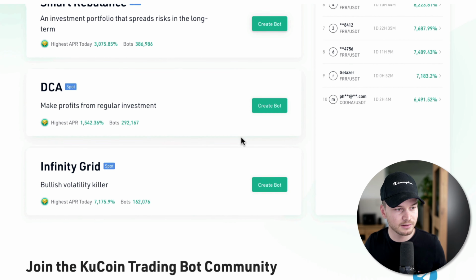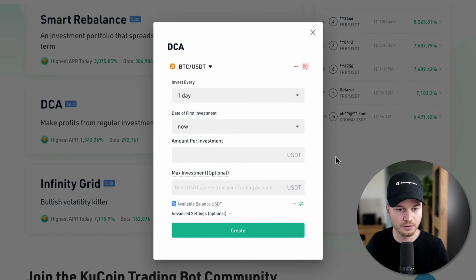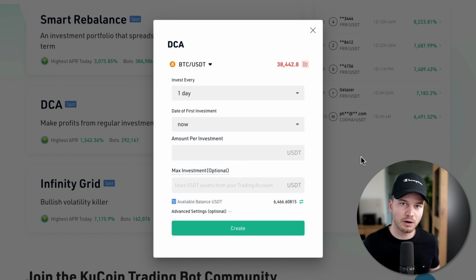Now let's look at the next one, which is the DCA bot. This is the dollar cost averaging bot. So let's click on create bot right here. So again, the DCA bot, the dollar cost average bot, will basically just keep investing in a specific coin that you choose at a specific rate.